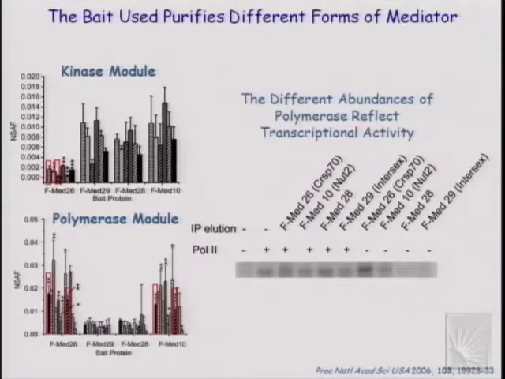And this actually had functional significance in an assay strictly for transcriptional activity reflective of polymerase content, where if we add in purified RNA polymerase II, we basically get the same activity. But when we just add in the baits themselves, Med26 is the highest activity, Med10 had some, and the other ones have squintable levels of activity.